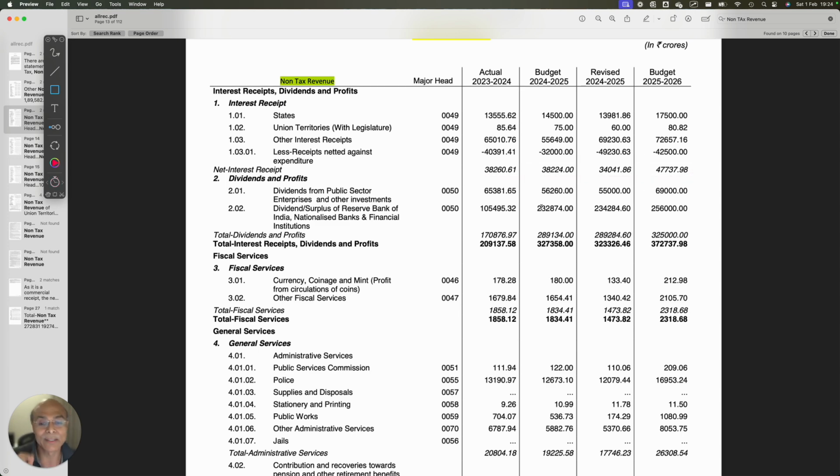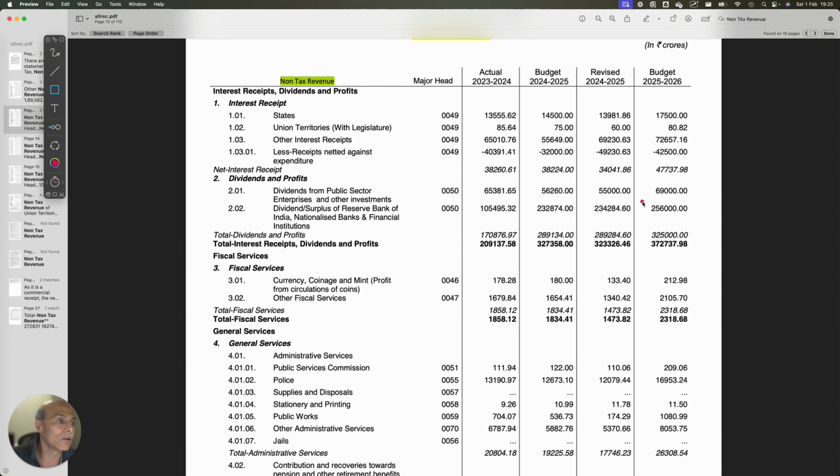Then comes one important item, so important that without it the non-tax revenue part cannot be managed. What is that? Dividends and profits, especially coming from the Reserve Bank of India. The Reserve Bank of India is giving dividends to the government because of the higher profits it is able to earn due to high interest rates, especially in the US, because it invests its foreign exchange, the money that it holds, in the US, where higher interest rates and higher US bond rates lead to higher income.